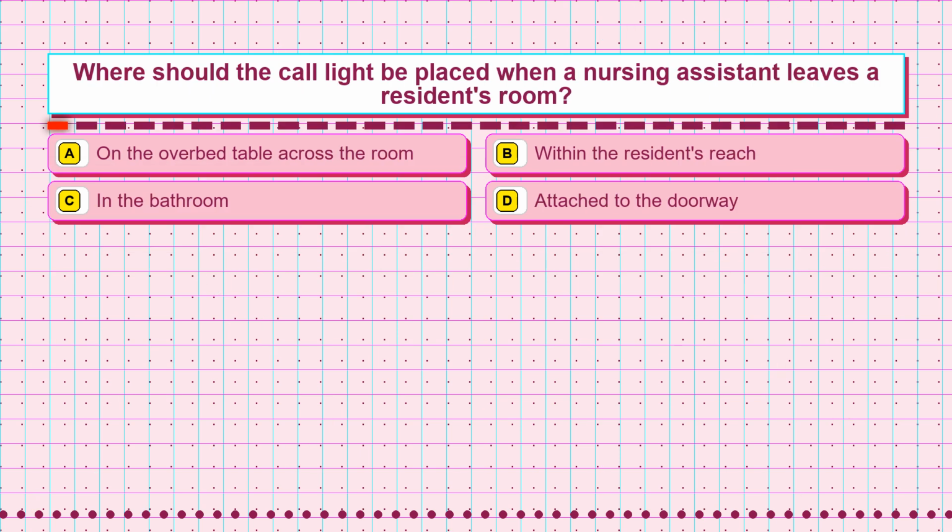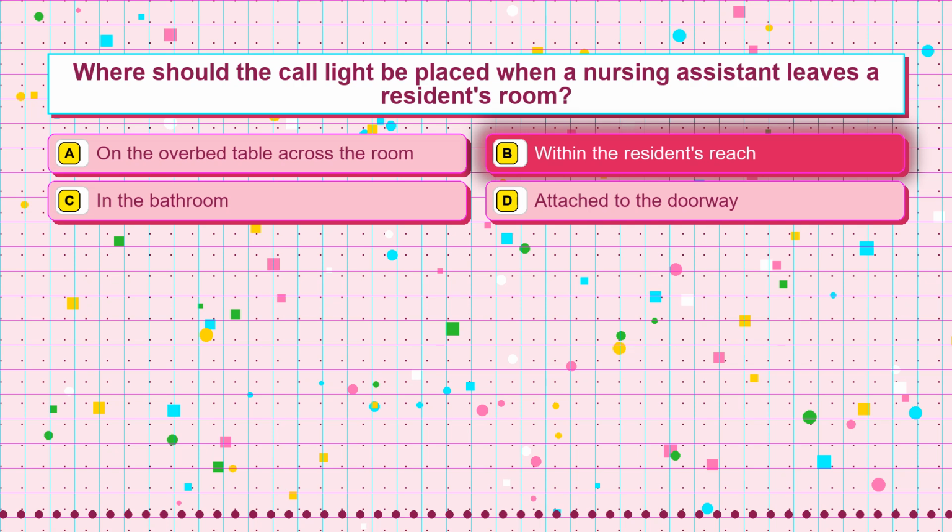Question 91. Where should the call light be placed when a nursing assistant leaves a resident's room? Option A. On the overbed table across the room. Option B. Within the resident's reach. Option C. In the bathroom. Option D. Attached to the doorway.